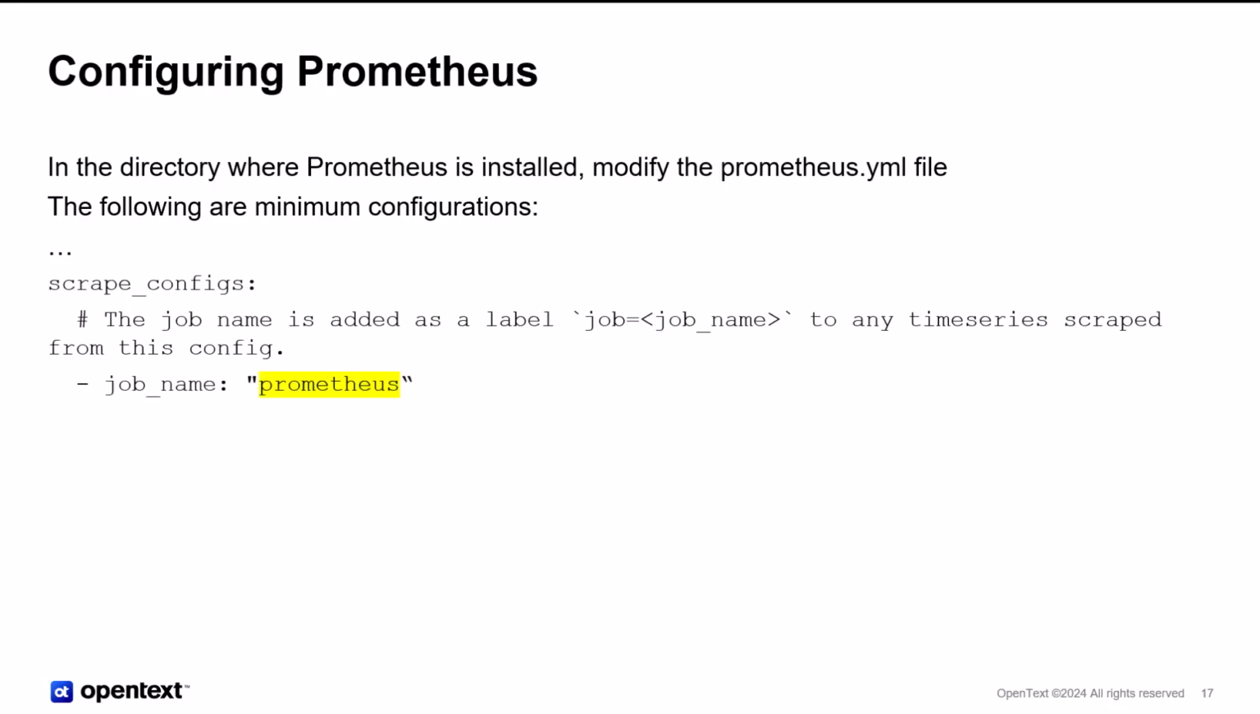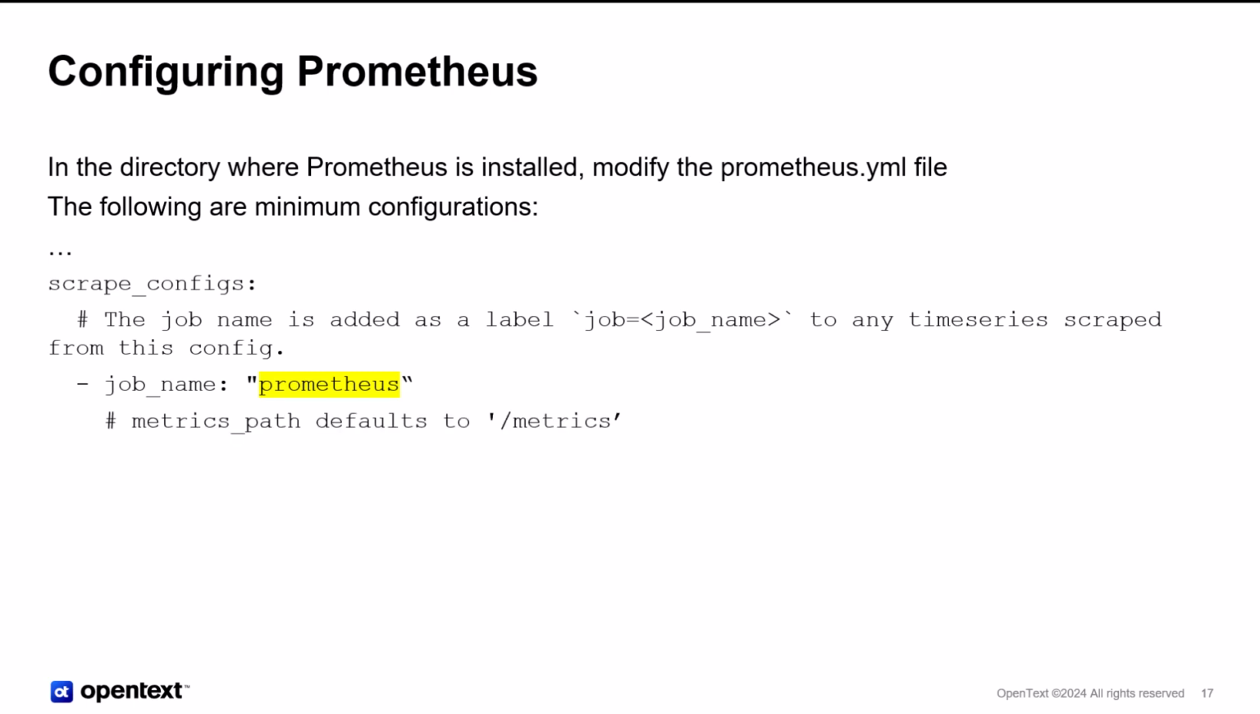The job name out of the box, it's Prometheus. It can be any job name that you specify. Just know that when you are configuring graphs on the Grafana side, you can specify the job name. So I name mine per UCMDB installation method. So for example, I might name it UCMDB prod.